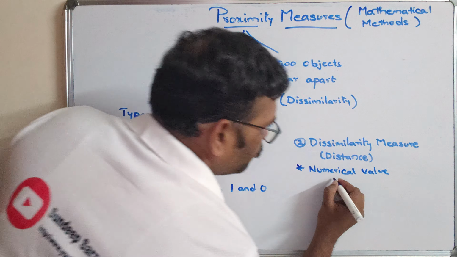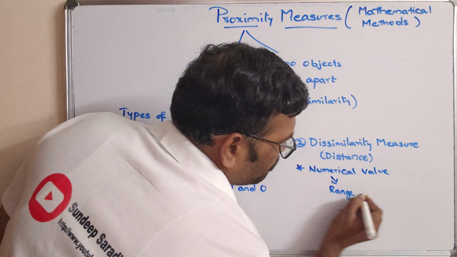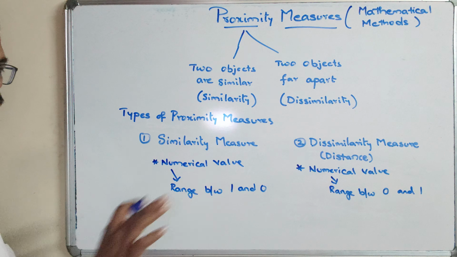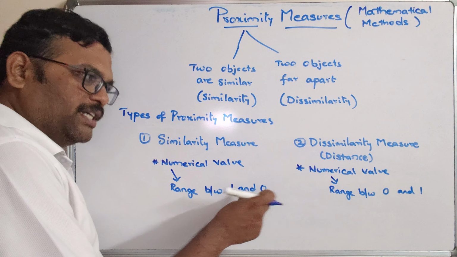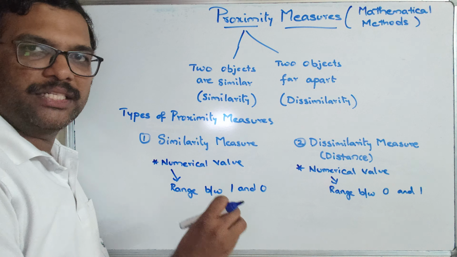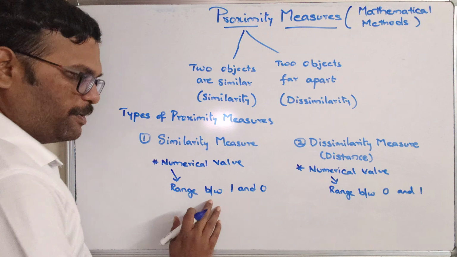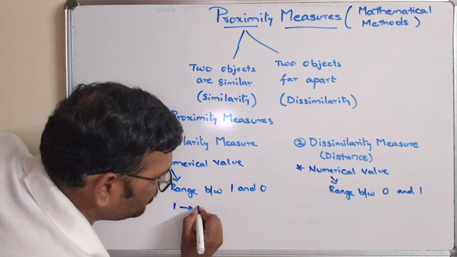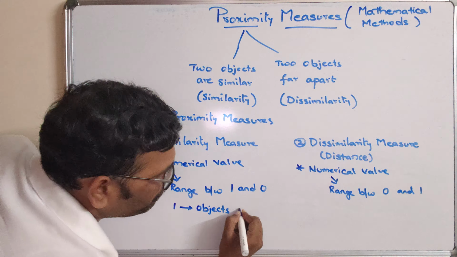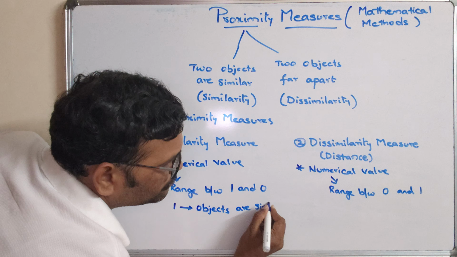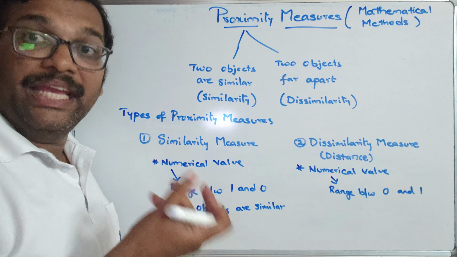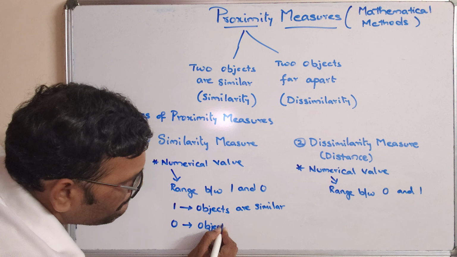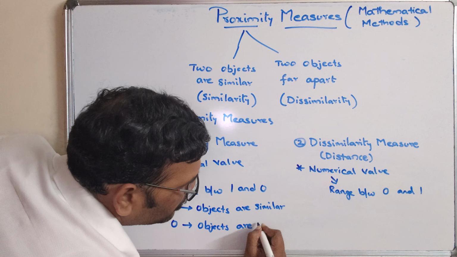and this numerical value will also be in a range, 0 and 1. Okay. So don't get confused between this range. It is 1 and 0, and 0 and 1. I am writing it with just a small change. So here the range between 1 and 0 means 1 specifies the objects are similar, equal. And if it is 0, it implies the objects are different.